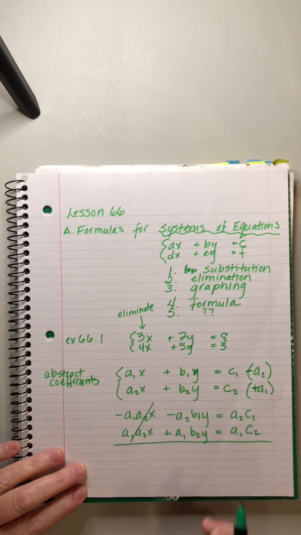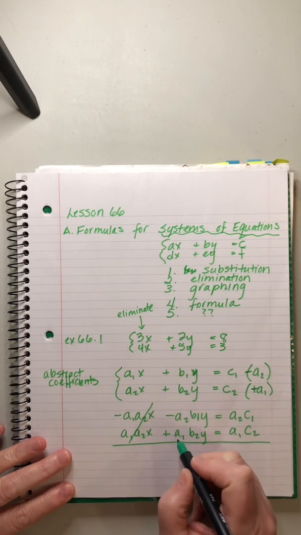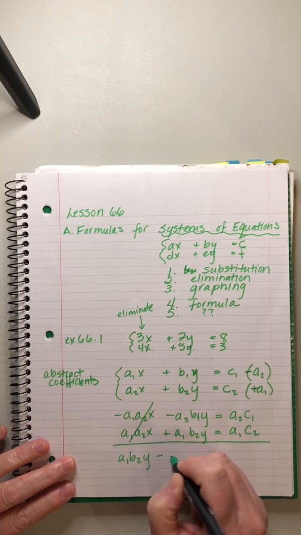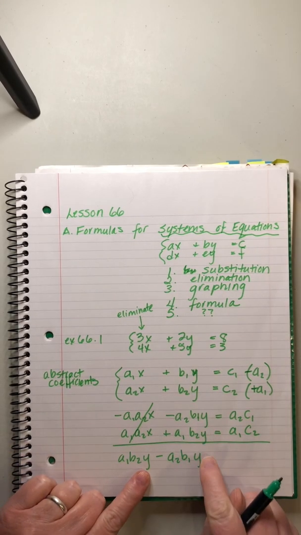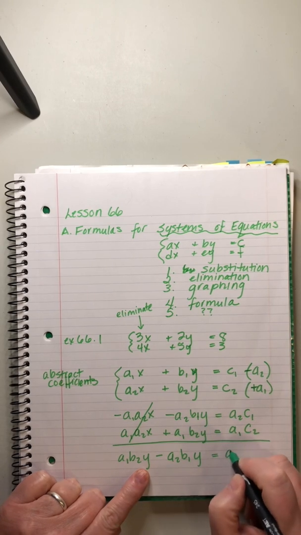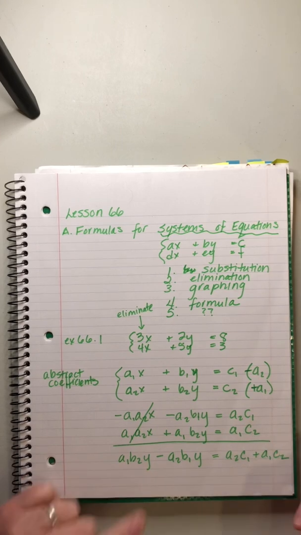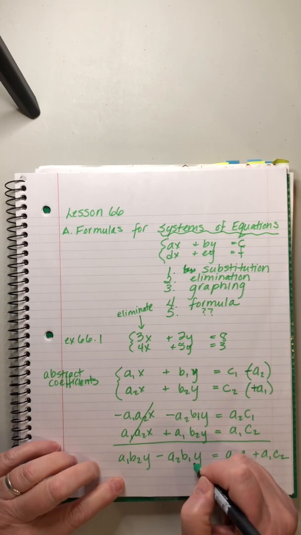Now we're ready to add them. And I guess I'll show you this in two steps. Let's write the positive one first. a1, b2y minus. Right? They're very close. We have to be careful with that. The tedious thing about this is how close they all are to each other. Now what we want to do is factor out the y's.